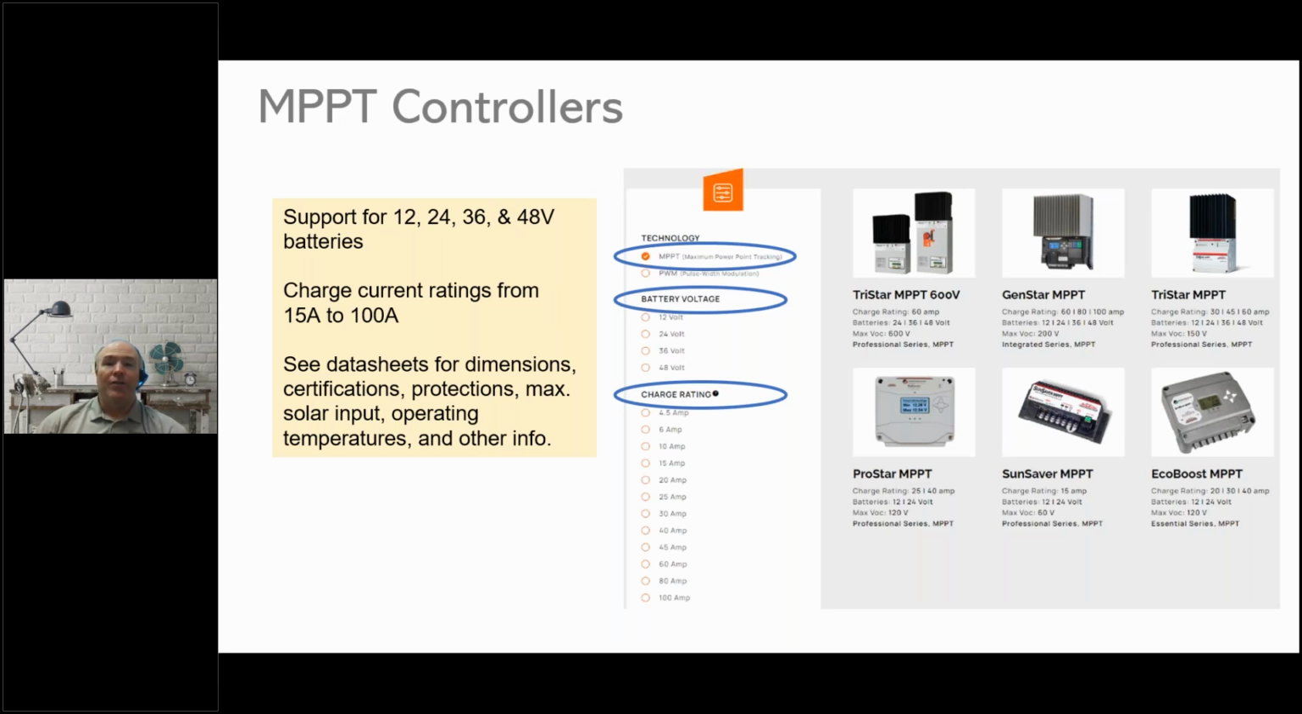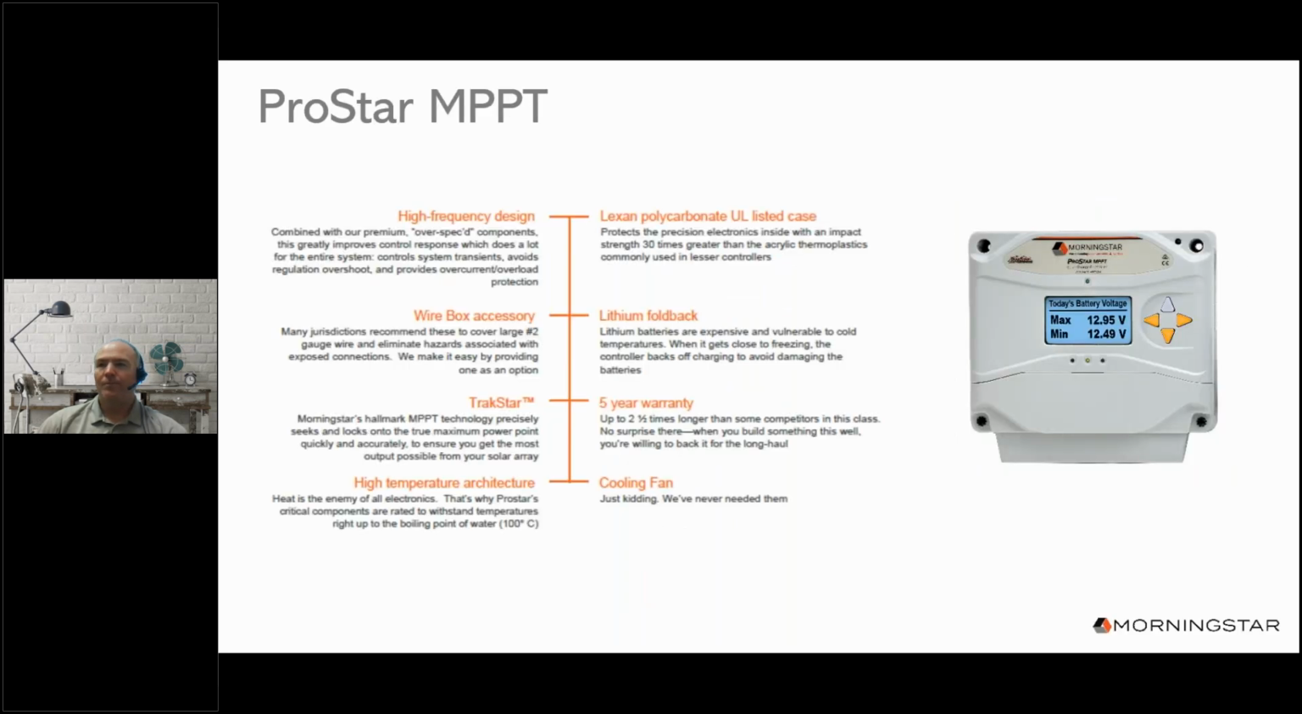In order to better understand what makes Morningstar controllers unique, let's go ahead and take a look at our ProStar MPPT controller as an example. The ProStar MPPT is a mid-range MPPT controller that comes in 25 and 40 amp charge ratings for 12 and 24 volt battery systems. The high-frequency design allows the controller to react to rapidly changing conditions. This provides higher efficiency over a wide variety of power ranges.